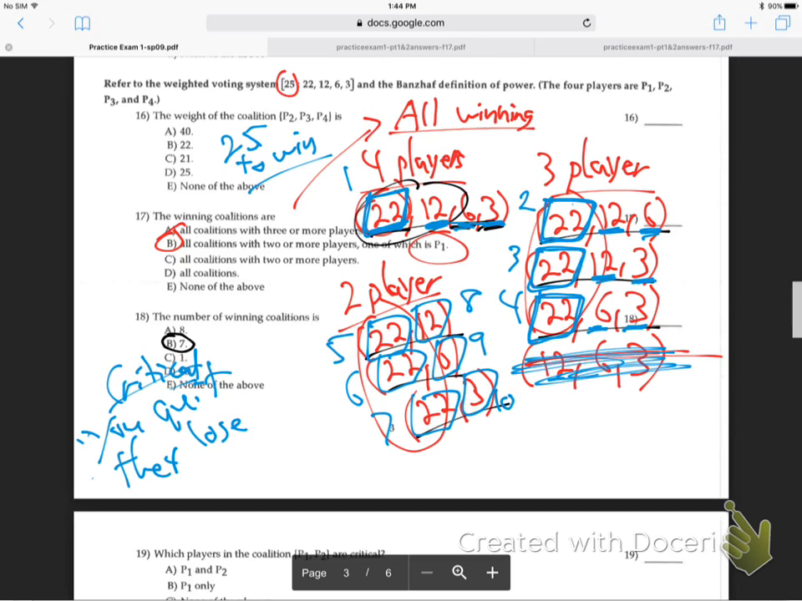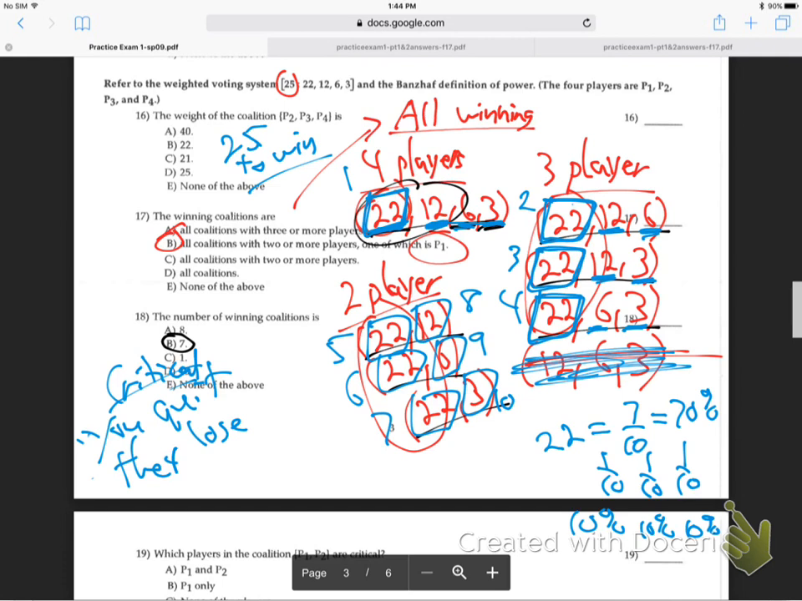10 moments of criticalness. And out of those, 7 of them were the 22, huh? And then one for the 12, 1 for the 6, and 1 for the 3. 7 of them for the 22. So that means that the 22 has got 7/10, and everybody else has got 1/10, 1/10, 1/10 of the power for the Banzhaf power. 70%. So use your calculator. You know that's 70%, and the other ones are 10%, 10%, 10%.